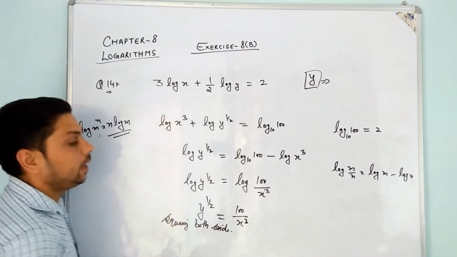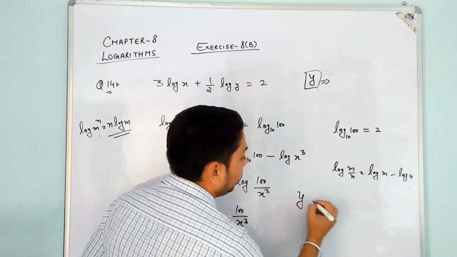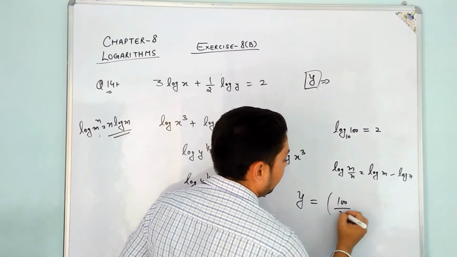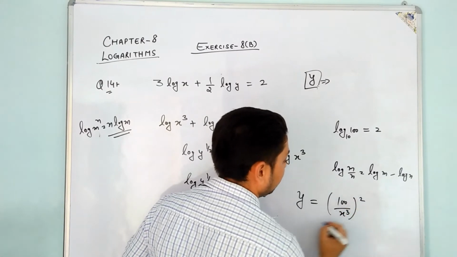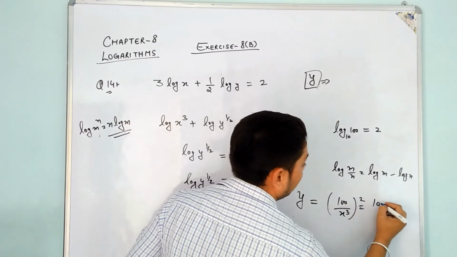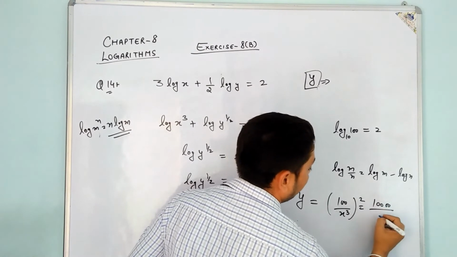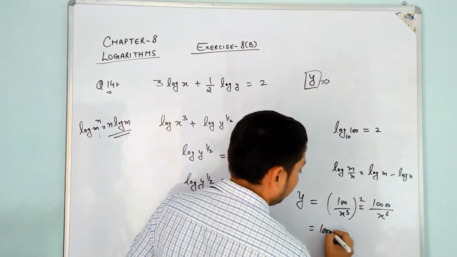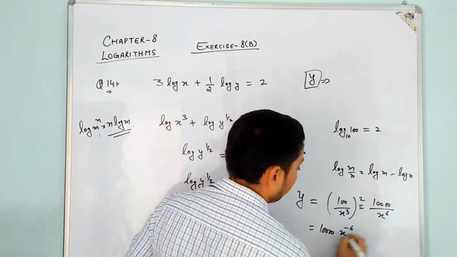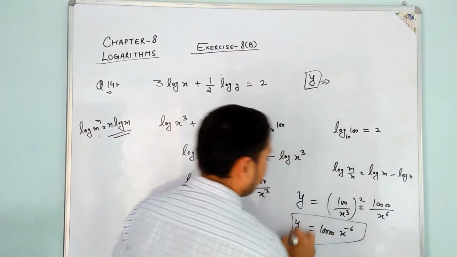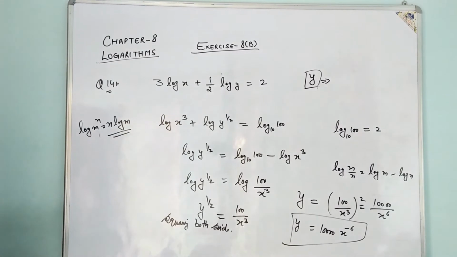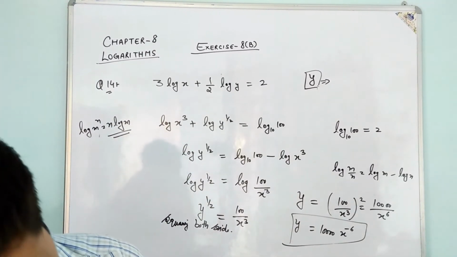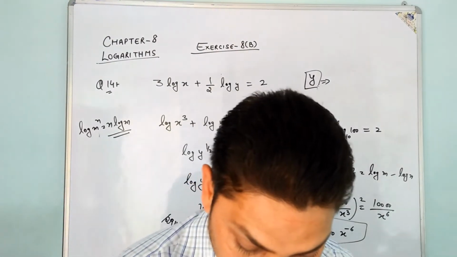When you square both side, it will give you y is equal to 100 upon x cube whole square. This is equal to 10,000 upon x raised to power 3 into 2, that is x raised to power 6. This is equal to 10,000 into x raised to power minus 6. This is y in term of x here. Okay.